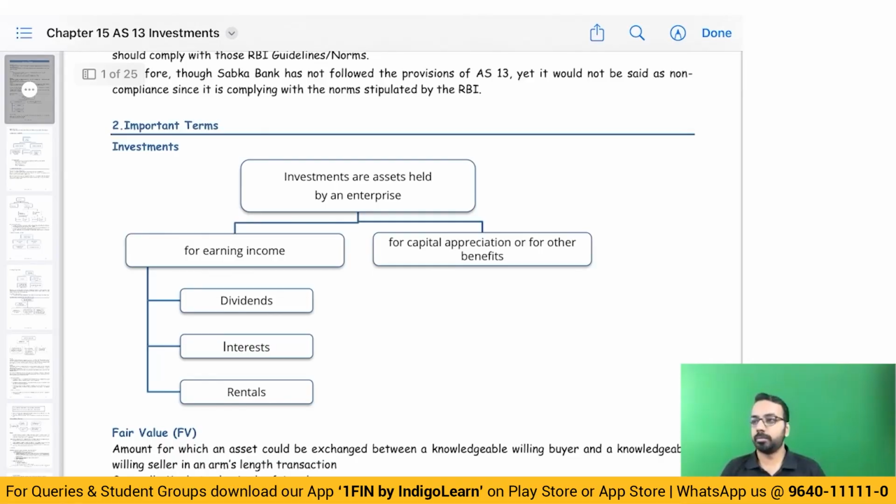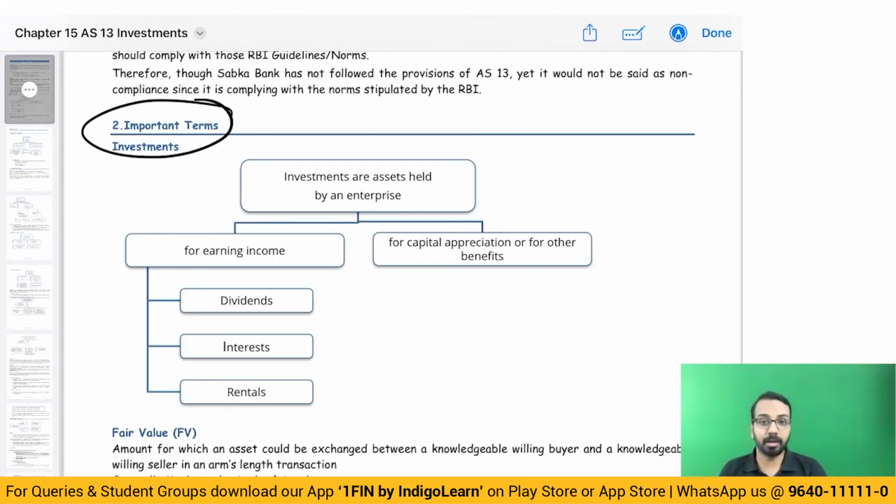The next thing we'll do is Accounting Standard 13. Again, a very, very important standard which deals with investment. There are only 2 or 3 types of questions which are regularly tested in the examination. And if you are comfortable with that, we will be able to handle this.